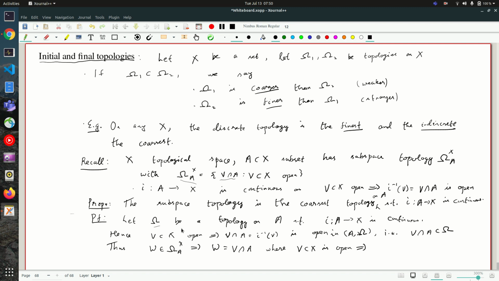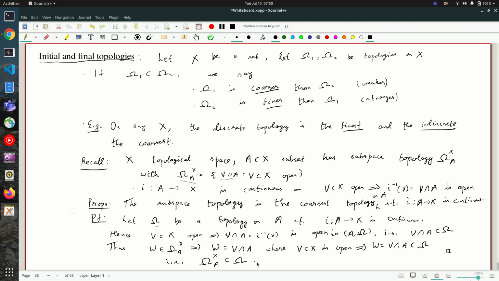So if omega is another topology on A, and any set which is open in the subspace topology is of this form, we have already concluded that W, which is V intersection A, is contained in omega. So any set in this topology is contained in that topology. That is, if you wish, omega A X is contained in omega.